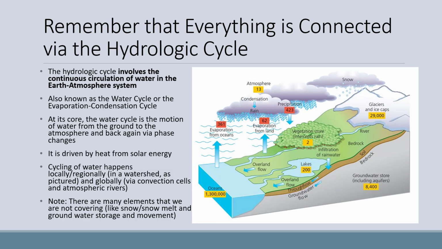The cycling of water happens locally or regionally within a watershed as pictured, and also globally via convection cells and atmospheric rivers. There are many elements that we are not covering, like snow and snowmelt and groundwater storage and movement, just due to lack of time.